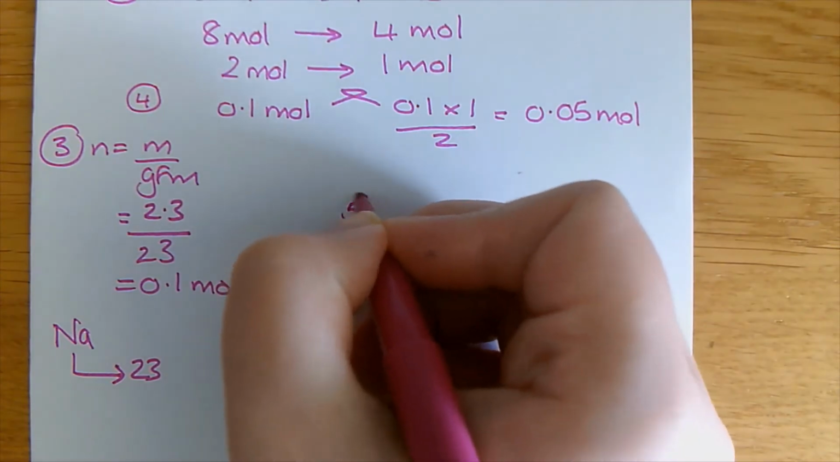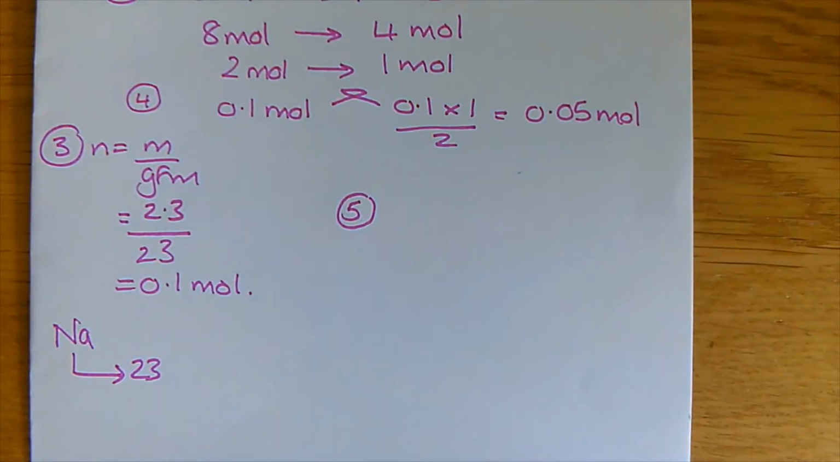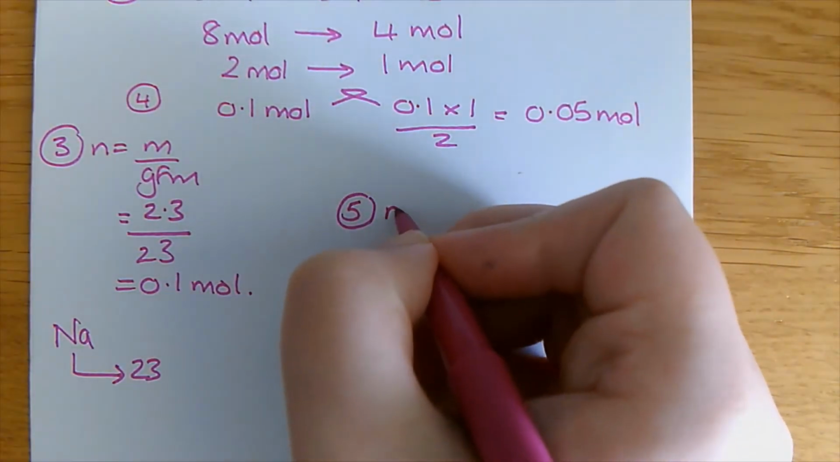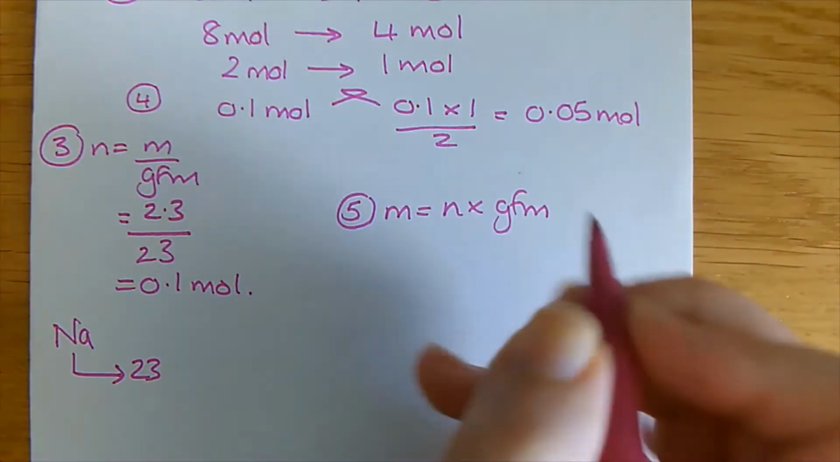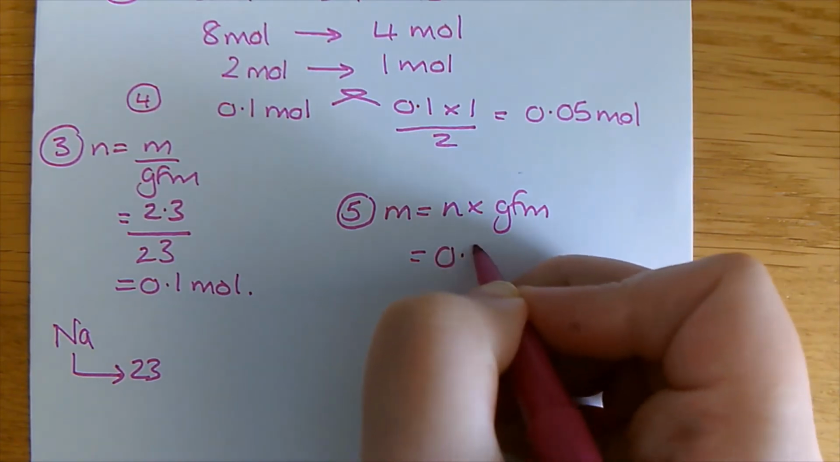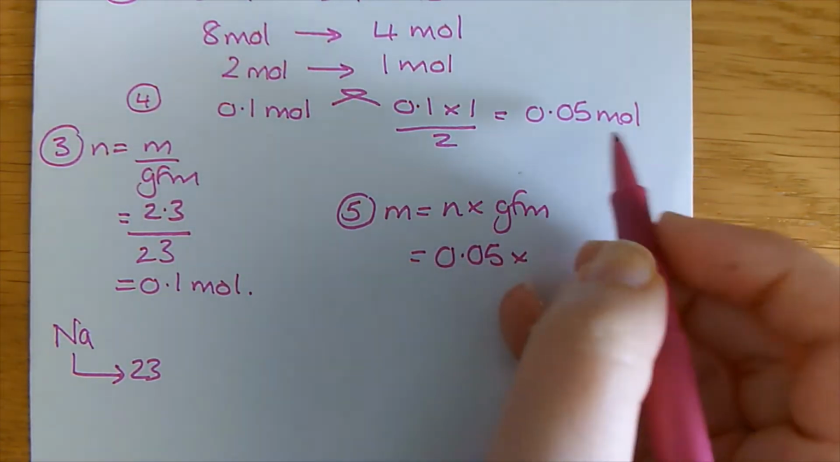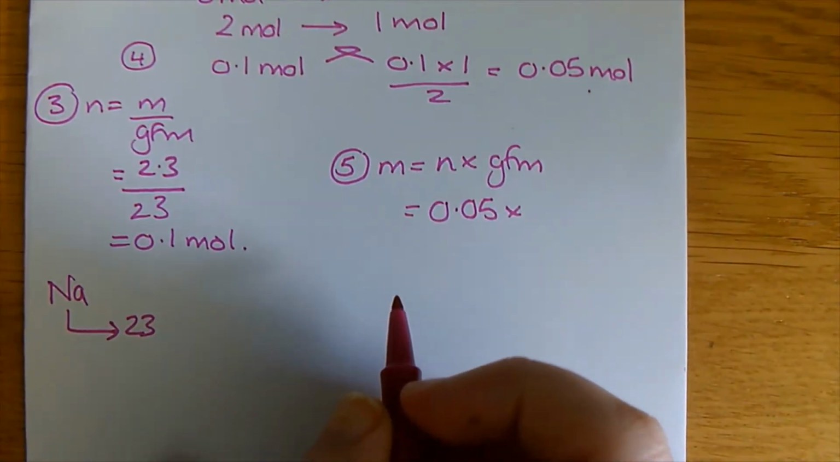And finally, on to our last step to calculate the mass of sodium oxide produced. Mass equals number of moles times the gram formula mass. Our number of moles we calculated to be 0.05 moles. And our gram formula mass we can work out.